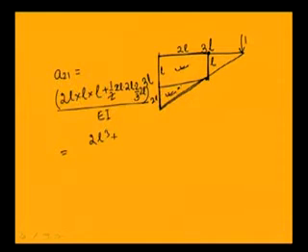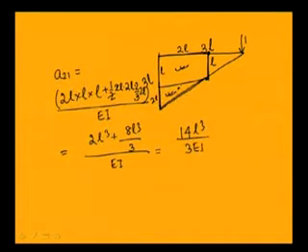So this becomes 2 and 2 4, 2 8. So 8L cube by 3 by EI. So this becomes 6 plus 8, this is 14L cube by 3 EI.